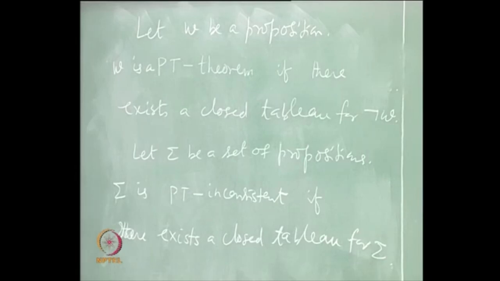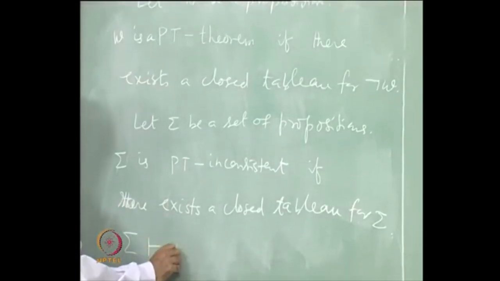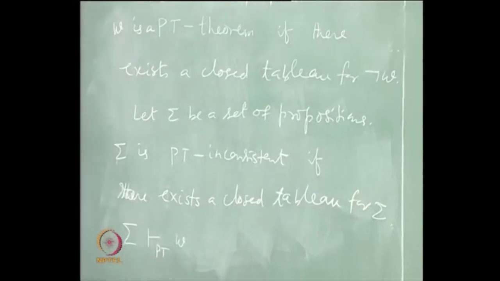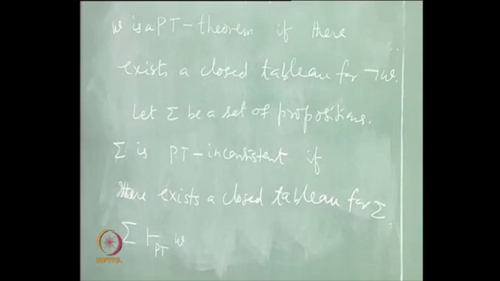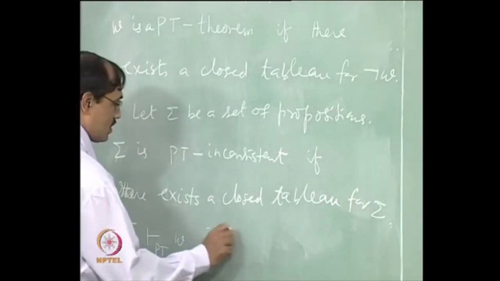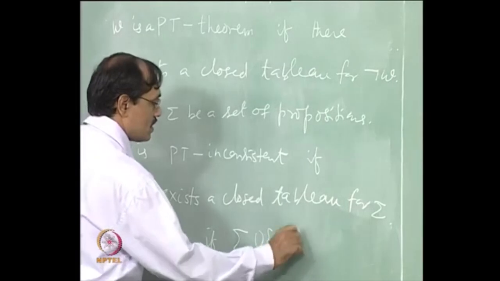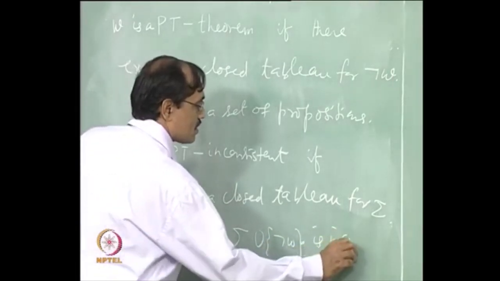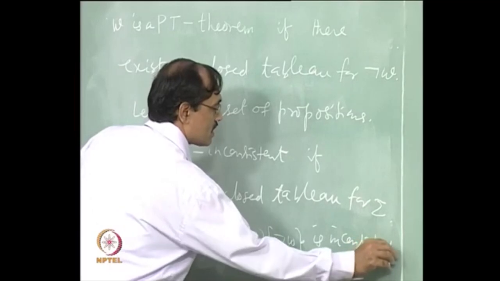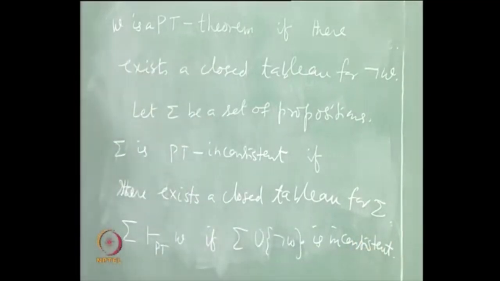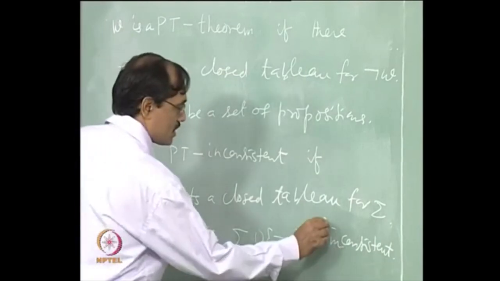Okay. Start with all the propositions at the root and then continue using tableau expansion rules. See, that closes. If it closes, you say that it is inconsistent. Now, similarly, you say sigma entails W in PT. Right. So, if sigma union not W is inconsistent, PT inconsistent, right. So, inconsistent here means PT.